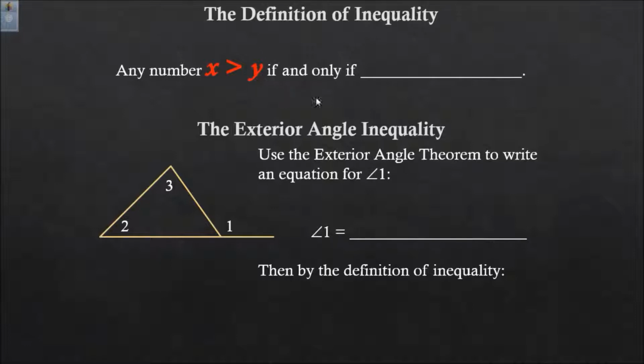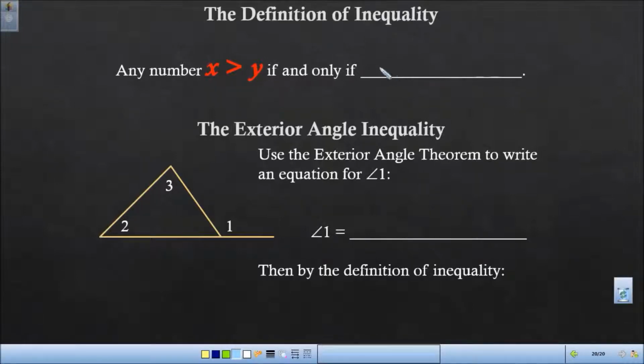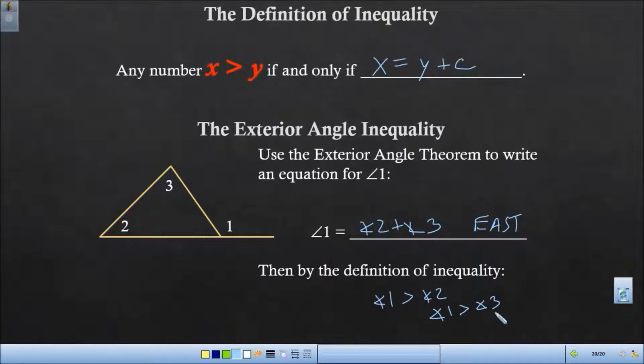First of all, we define inequality. Recall that an inequality is any time we can say that x is equal to y plus c. And we use this to define the exterior angle inequality theorem by saying that angle 1 is equal to angle 2 plus angle 3. This is the angle sum. And in turn, this means that angle 1 is greater than either angle 2 or angle 3. So an exterior angle is greater than either of its remote interior angles. We're going to use this to great effect when we write our proofs later in this lesson, I guess.